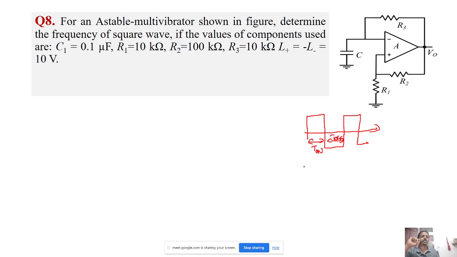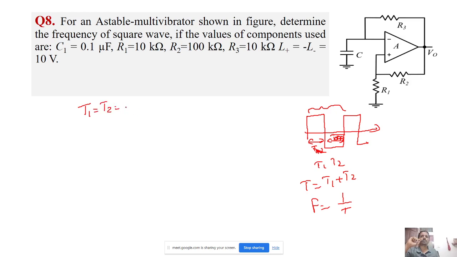Instead of T on and T off, we'll say T1 and T2. So what is the total period? T is equal to T1 plus T2. So we just need to find this T, right? This is repeating, so we will get the frequency of oscillation as f equal to 1 by T. So we need the time periods T1 and T2. Both T1 and T2 are equal here.